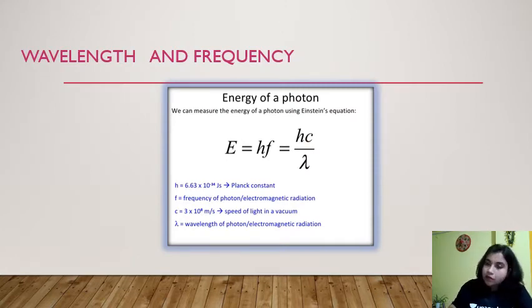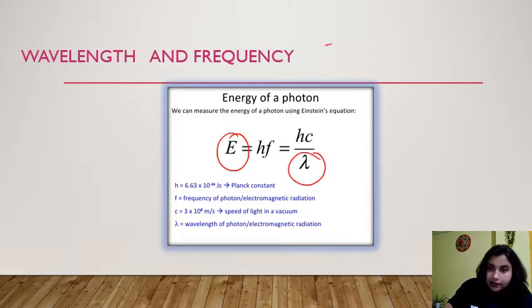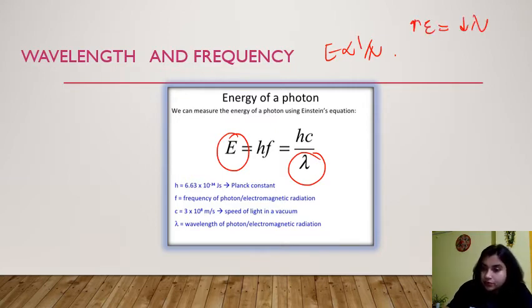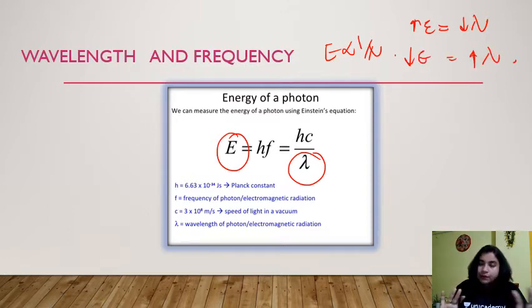Next, this is the formula I already told you. What you need to notice here is energy is inversely proportional to wavelength. Energy inversely proportional to wavelength. If energy increases, wavelength decreases. And even if energy decreases, wavelength increases. Right? So this is how it happens.